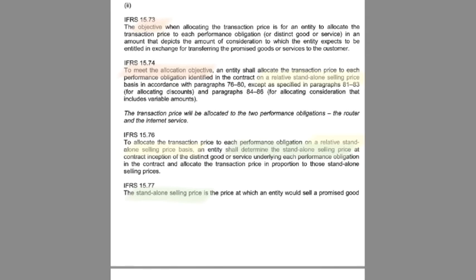So if you remember back to the first part of the required in this question, there were two performance obligations. There was the router and the internet service. So our transaction price will need to be allocated to the two performance obligations, the router and the internet service, based on the standalone selling prices of each. But we first need to now go and see what is a standalone selling price.